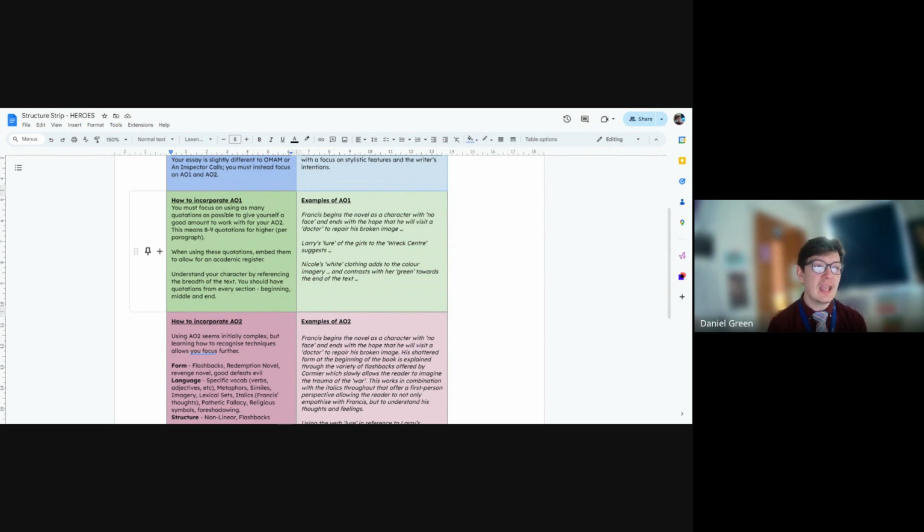And finally, understand your character by referencing the breadth of the text. There is no use in you taking all of your quotations from the first chapter that character is presented in. The examiner is going to know straight away that you don't know the novel, or they're going to assume, and that's even worse, that you don't know the novel. If that is the case, they will dock you on AO1 marks. And they always say that WJEC are positive markers, and they are. But AO1, they will be heavily critical if you're only using quotes from the first bit of the novel. It just doesn't make sense, okay?